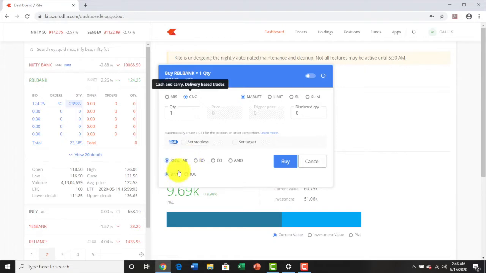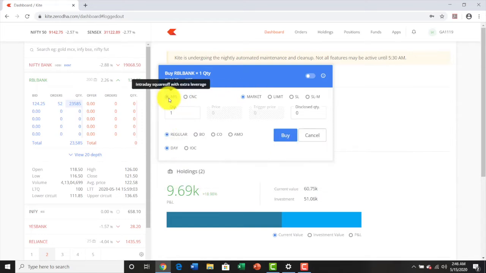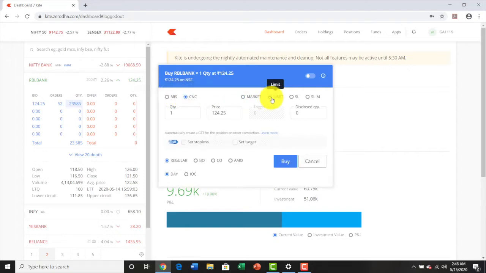So let's begin with CNC market order, cash and carry market order. To select, I can select it with this CNC, and then I can select market, limit, stop loss, stop loss market. So I'll be proceeding with market here. As you can see now, I have selected CNC market order. So I cannot put the price here. I can simply put in the quantities. Let's say that I want 10,000 stocks of RBL Bank.